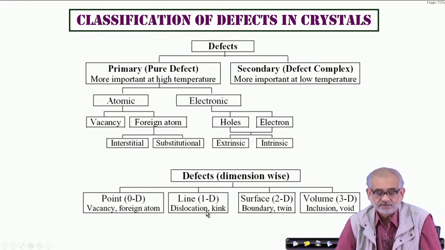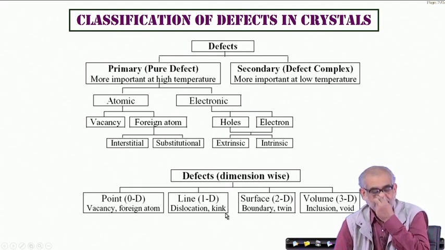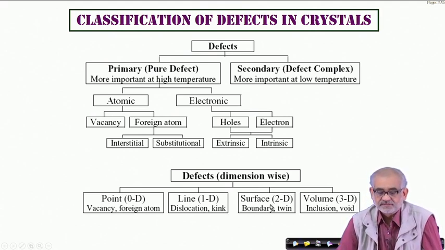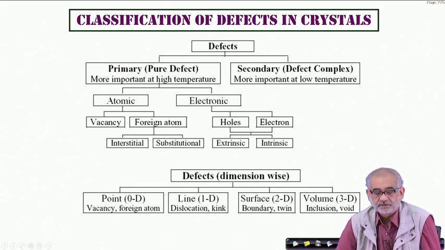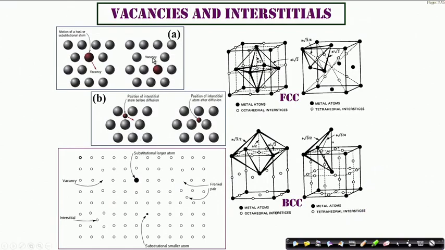Line defects, like dislocations and kinks, are called 1 dimensional defects. Surface defects are 2 dimensional defects, and finally, you can also have volume defects, which typical examples would be inclusions, voids, and so on. Now, this is how you actually can create a vacancy.